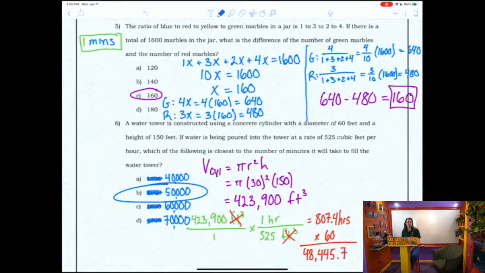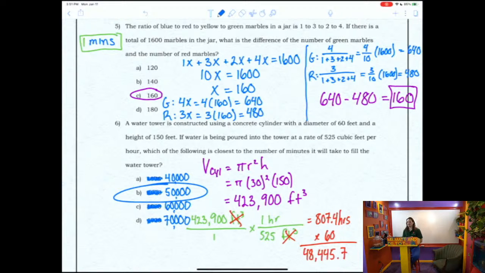Or we could convert these ratio elements into fractions. Remember that a ratio represents a comparison of numerators that share the same denominator. The denominator is going to be the sum of the ratio elements in the ratio. So 1 plus 3 plus 2 plus 4 is 10. So green marbles represent 4/10 of the total jar. 4/10 of 1,600 is 640. The red marbles represent 3/10 of the whole jar. 3/10 of 1,600 is 480. Again, when we subtract, 640 minus 480 is going to give us 160.